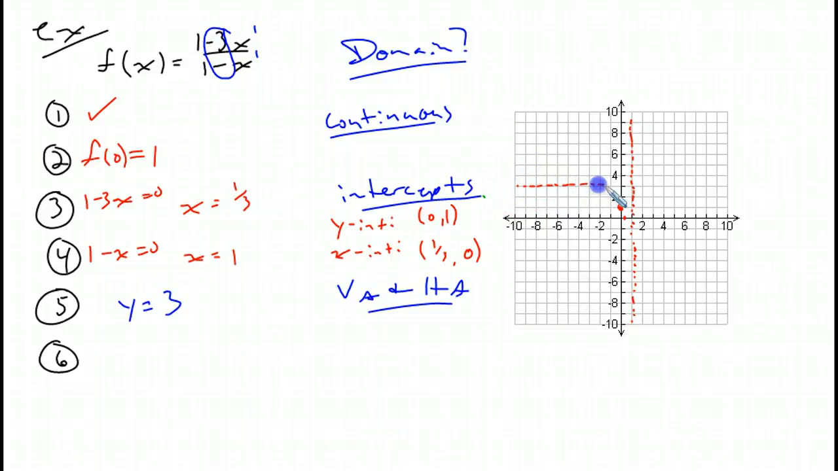Dot, dot, dot, dot, dot. Come on, come on. Get a good, oh, almost. It's not too bad. I'm happy with it. And step 6, plot some points.